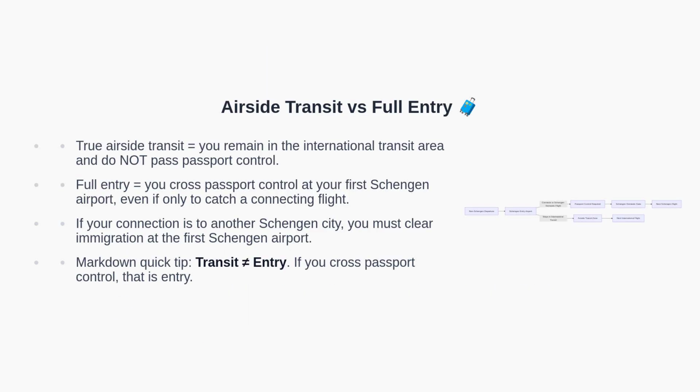To begin, we need to distinguish airside transit from full entry. True airside transit means you never pass through passport control, and you remain entirely within the international transit area until boarding your next international flight. By contrast, full entry happens when you must cross passport control at your first Schengen airport. If your onward flight is to another city within the Schengen area, you will be required to clear immigration at your first point of entry. That action constitutes formal entry. In short, transit is not the same as entry. Once you cross passport control, you have entered the Schengen zone.